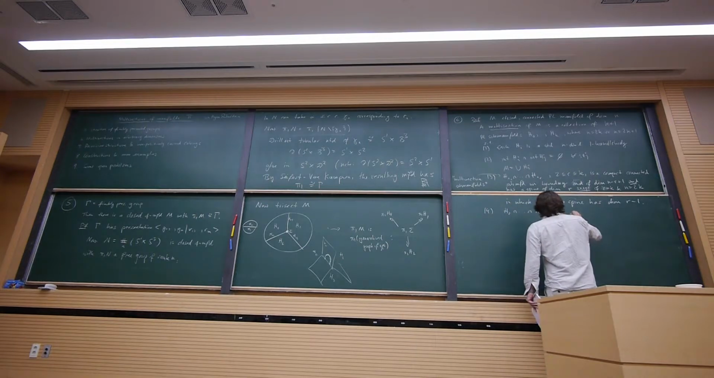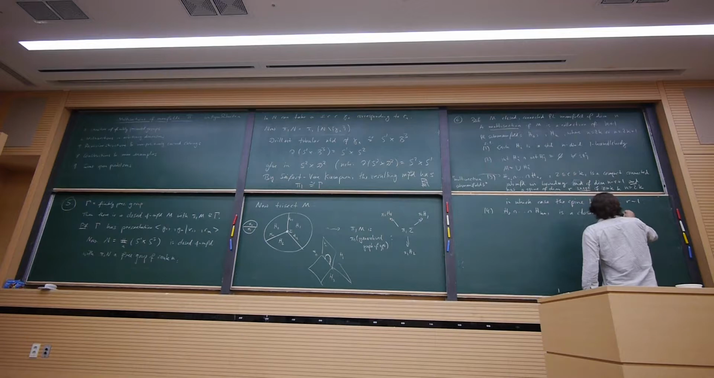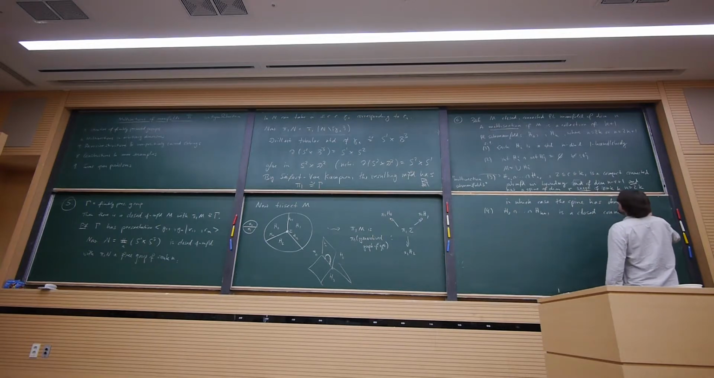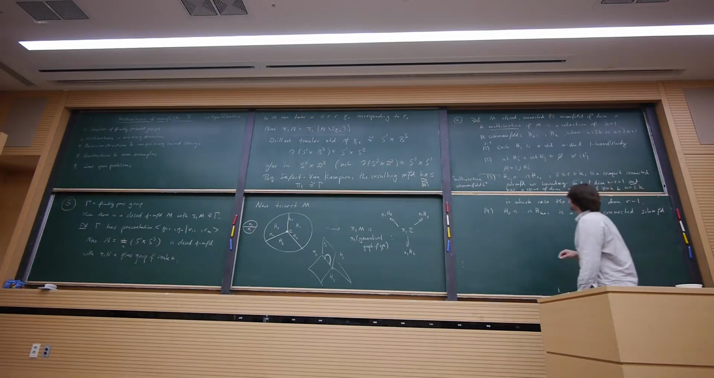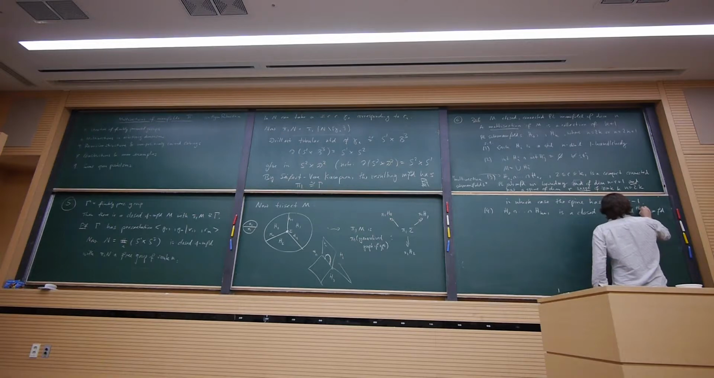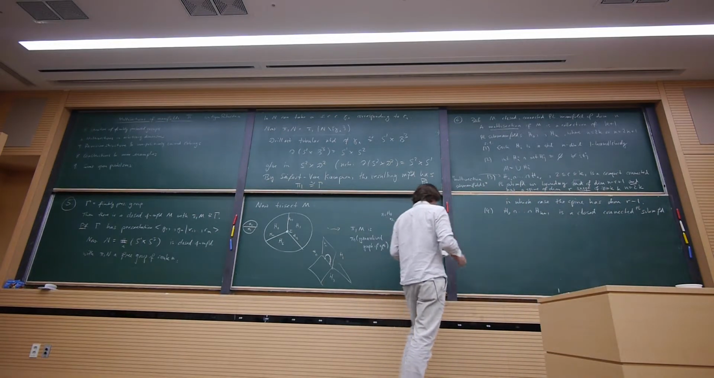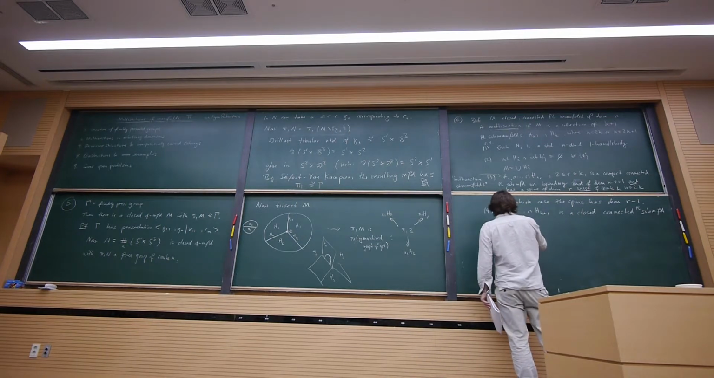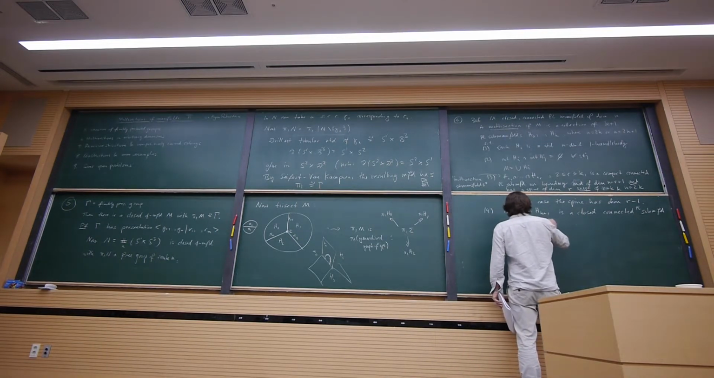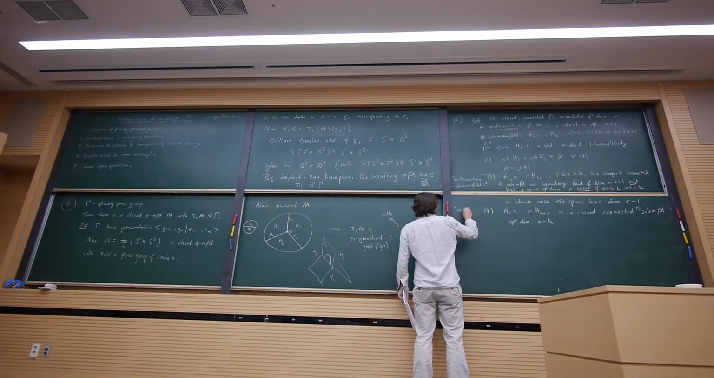This is a closed and connected submanifold. Whenever I say submanifold, I mean piecewise linear submanifold. And of the appropriate dimension, right? Of dimension n minus k. So this guy is called the central submanifold.